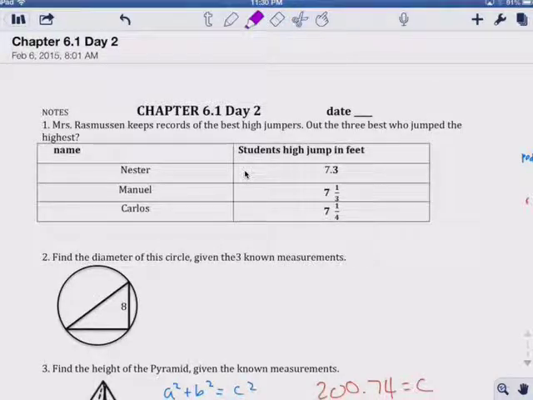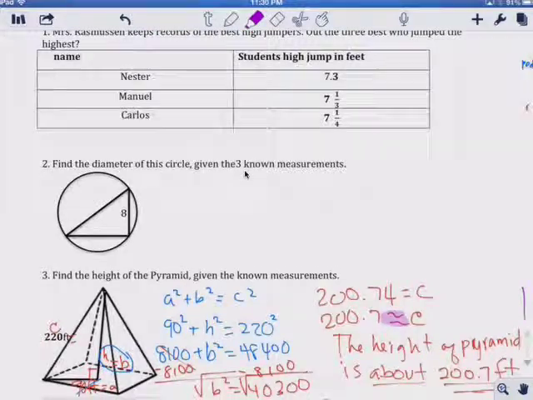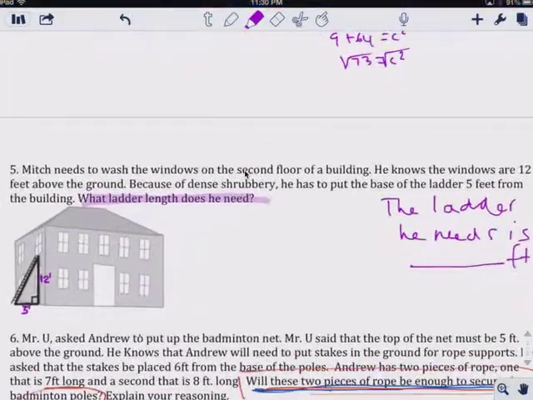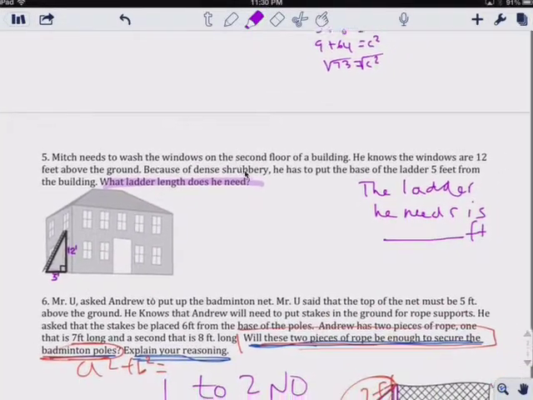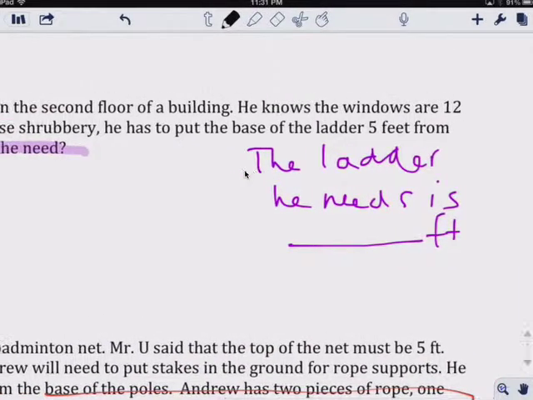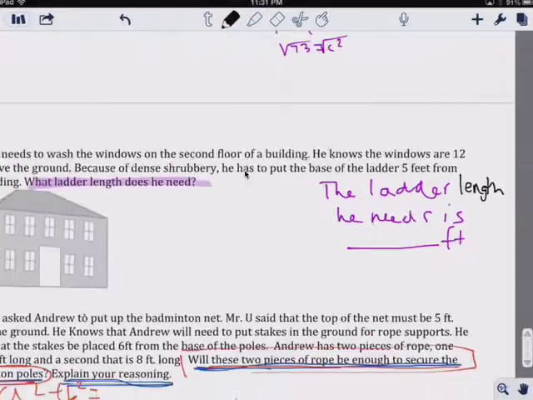Say chapter 6.2, day 2. Forgot the color, but it looks like this. We did the front, and you're to do the back. Okay. What ladder length does he need? The ladder length he needs is blank feet.